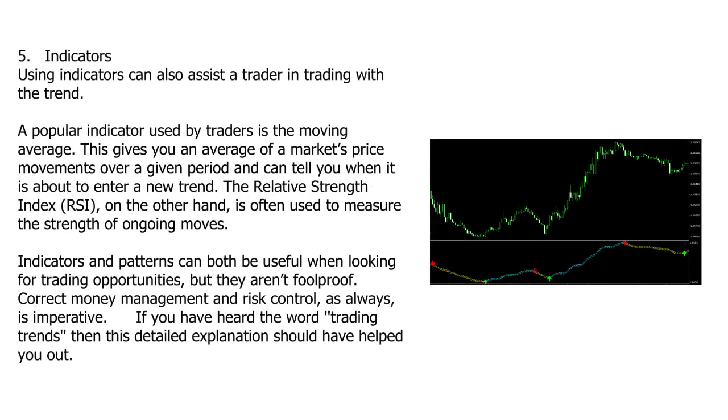5. Indicators. Using indicators can also assist a trader in trading with a trend. A popular indicator used by traders is the moving average. This gives you an average of a market's price movement over a given period and can tell you when it is about to enter a new trend. The relative strength index, on the other hand, is often used to measure the strength of ongoing moves.